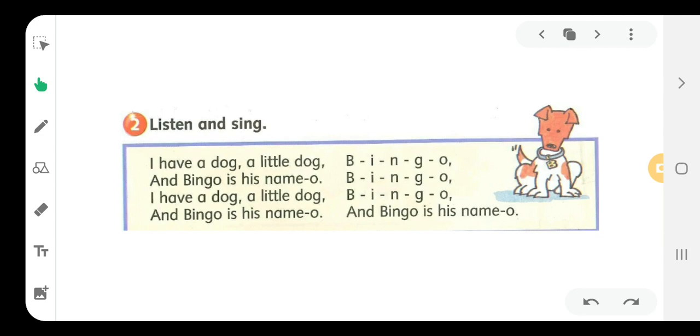And Bingo is his name. هيك علشان تزبط مع اللحن ضفنا name. Okay. And Bingo is his name. Okay. واسمه Bingo. B-I-N-G-O. B-I-N-G-O. B-I-N-G, and Bingo's his name. Okay, now ماما let's listen.